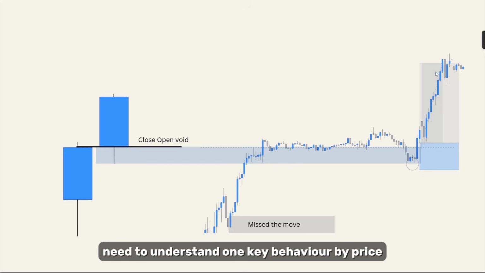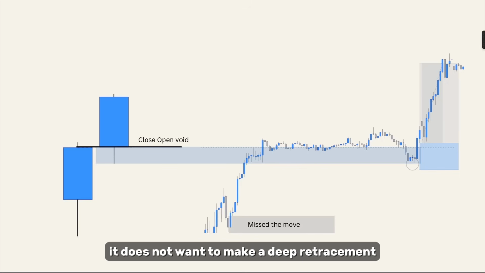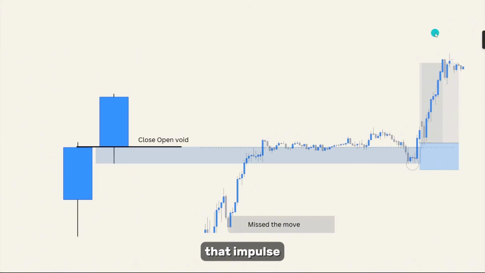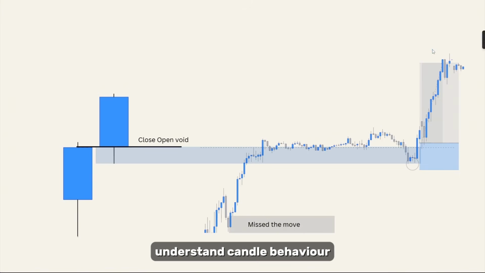You need to understand one key behavior by price. If price is impulsing with volatility, it does not want to make a deep retracement. Instead, it wants to make a minimal retracement, sweep out a bit of liquidity, and then continue that impulse. Remember, price always moves towards that objective. Understand candle behavior, and then you will understand and perfect your daily bias. Don't follow your mechanics, but follow the candle's mechanics.